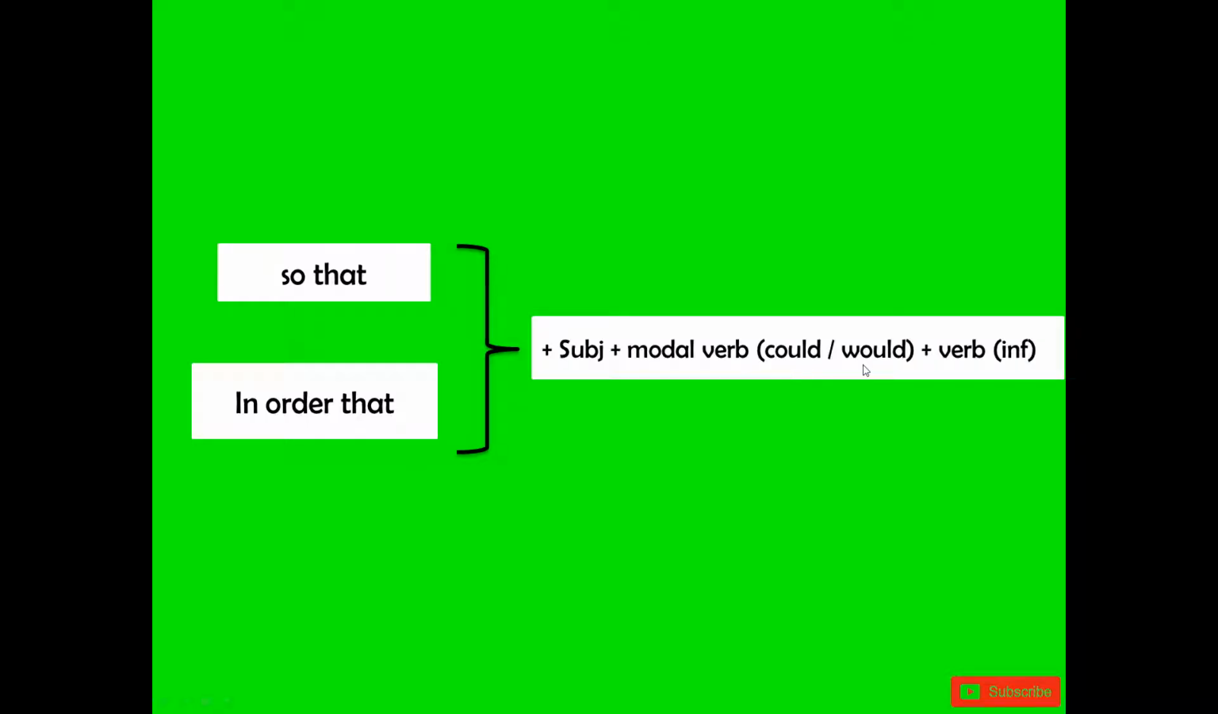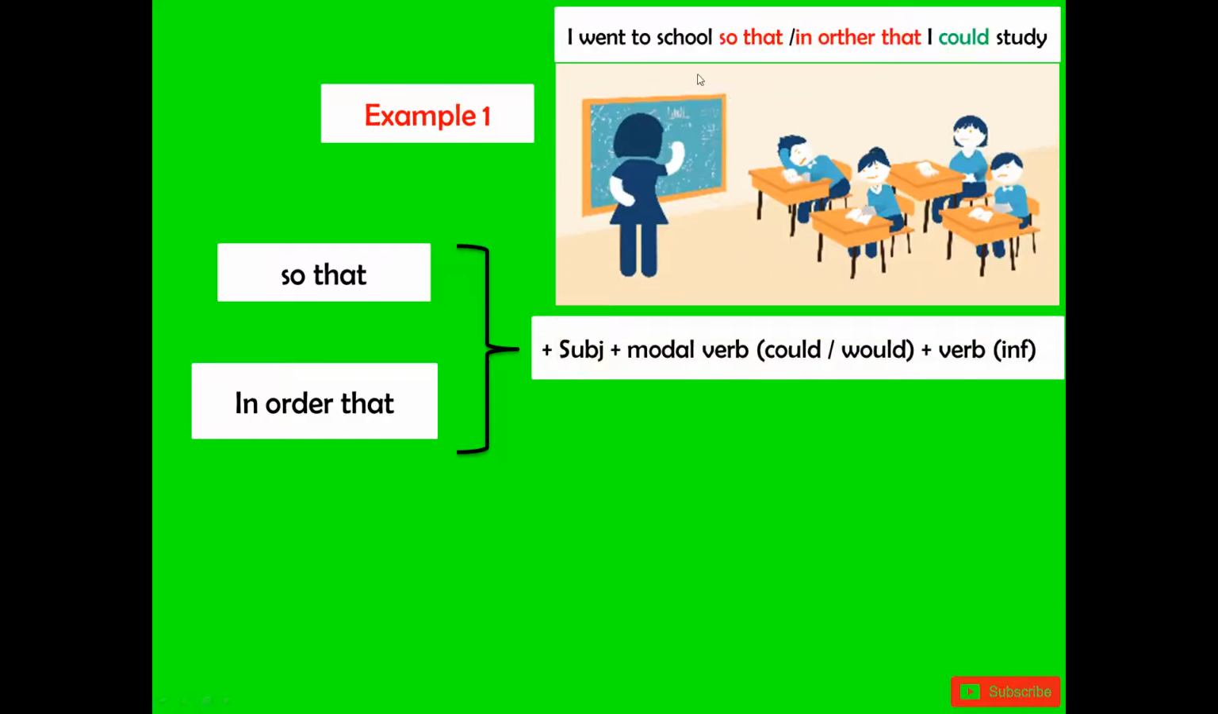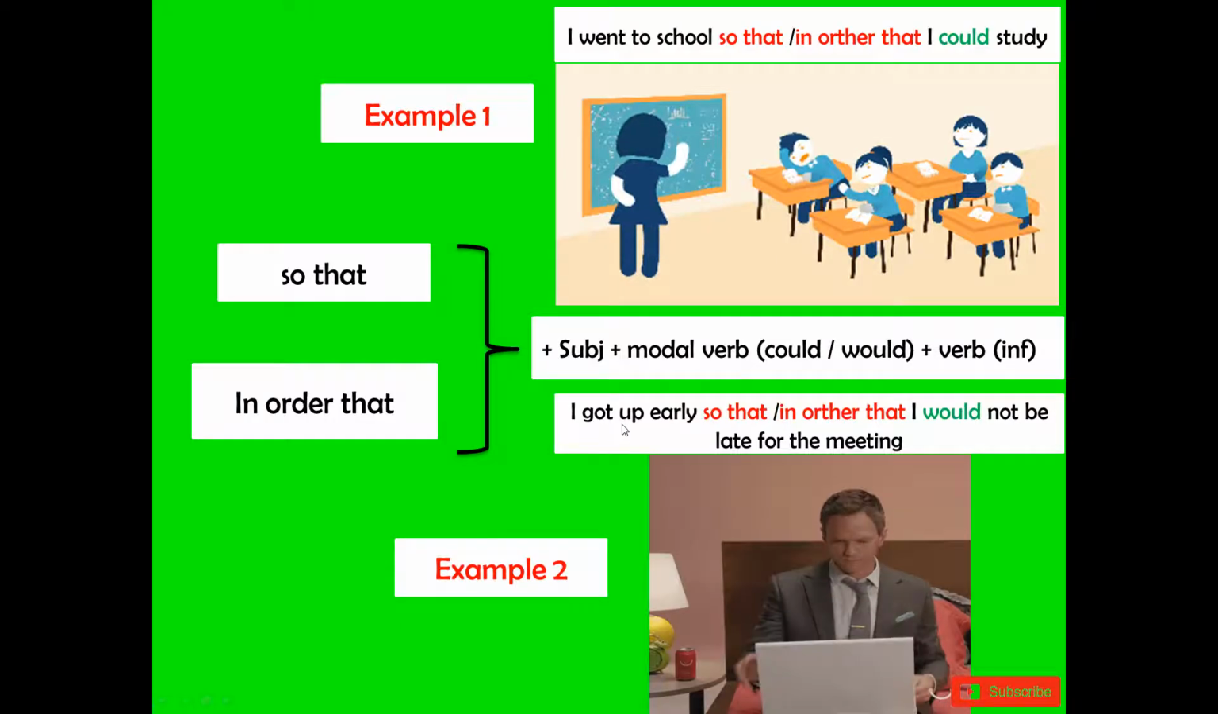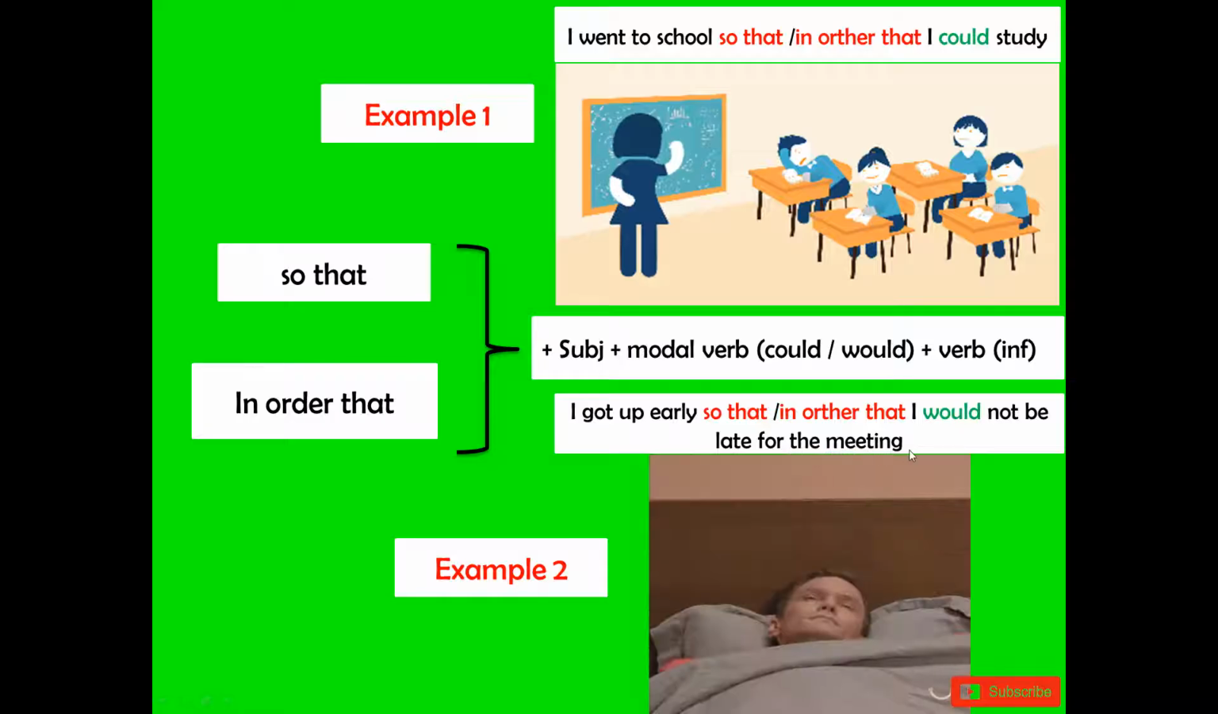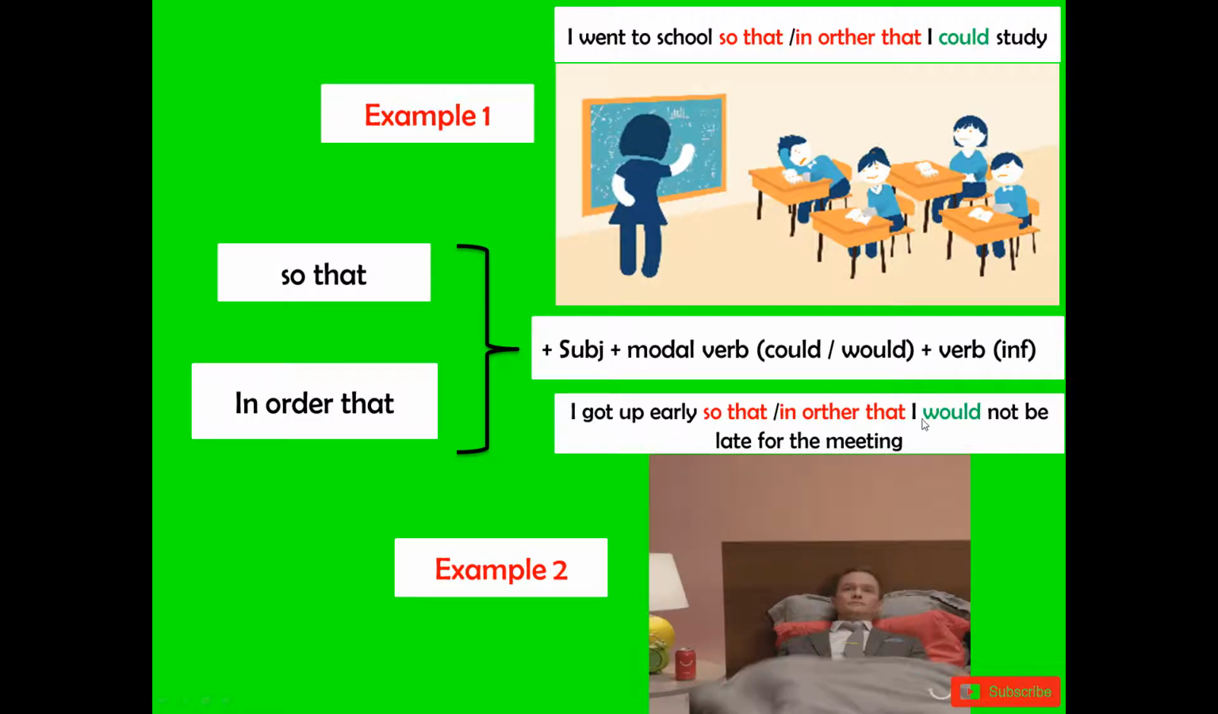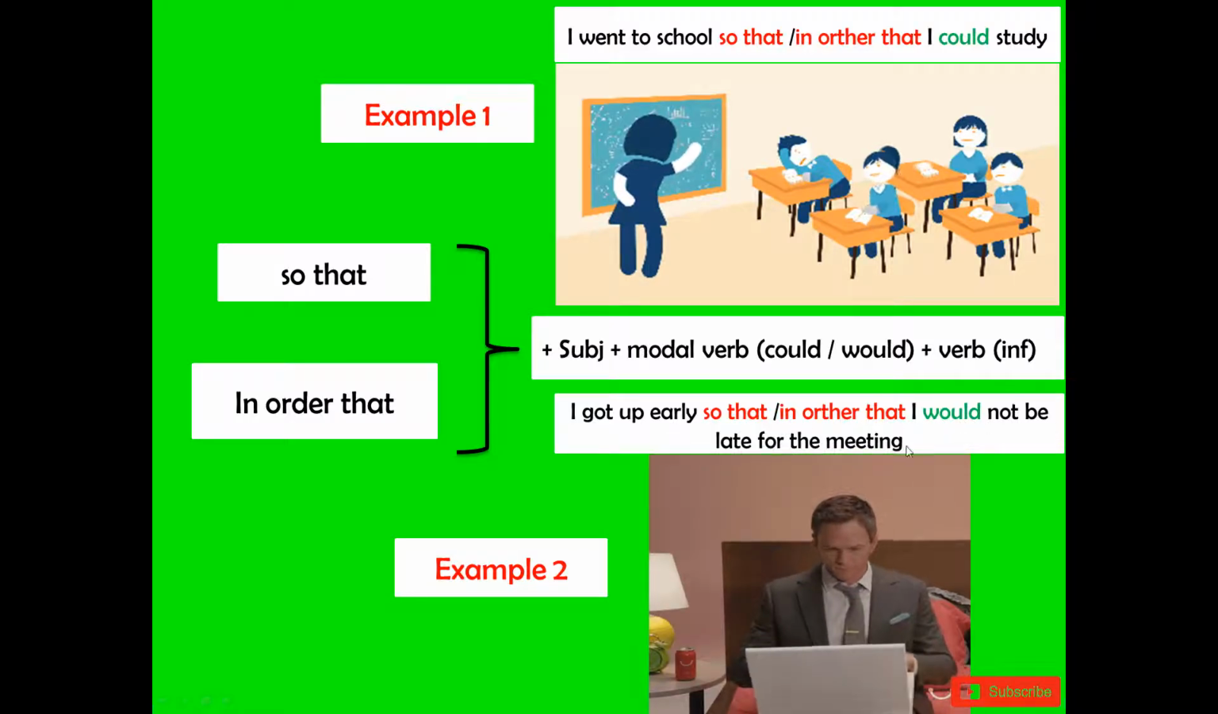Next, so that, in order that, as we said, is followed by a modal verb, can or could, or will or would. Let's give examples with could and would. Example number one. I went to school so that, or in order that, I could study. Example number two. I got up early so that I would not be late for the meeting, or in order that I would not be late for the meeting.